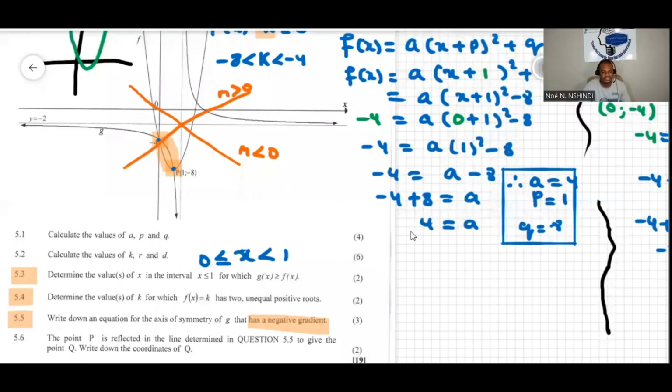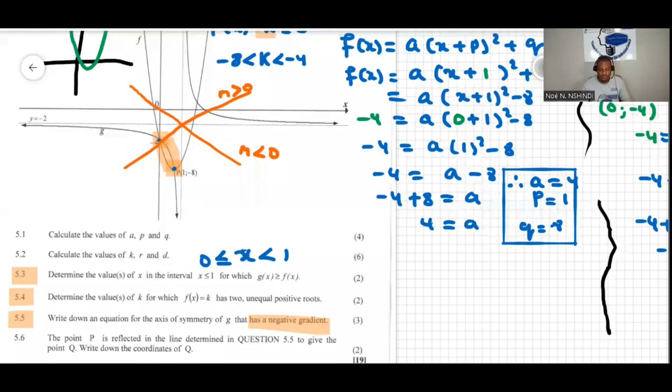Question 5.6. The question says the point P is reflected in the line determined in question 5.5 to give the point Q. Write down the coordinates of Q. All right. Well, over here, I do not have a shortcut to get the reflection of P to Q. I have to explain how it works.